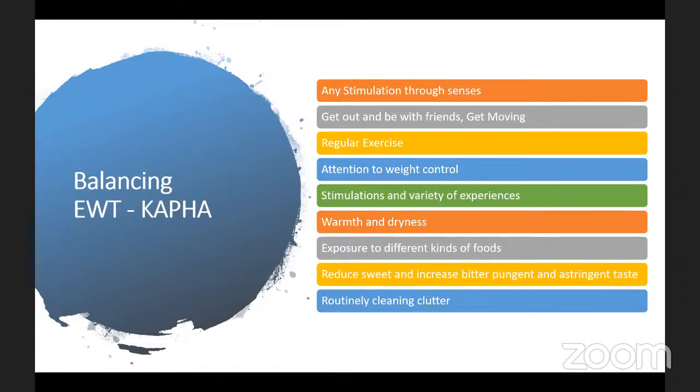Routinely cleaning clutter is also important. Their house is full of clutter. If they can't do it by themselves, they have to invite their pitta friend. Their pitta friend will be dying to clean the clutter in their house. He will tell, oh, this is not necessary. Remove this. Put this there. This is needed. Put it like this. Organize like this. Everything they can do, the pitta friend. So they should take the help of their pitta friend.